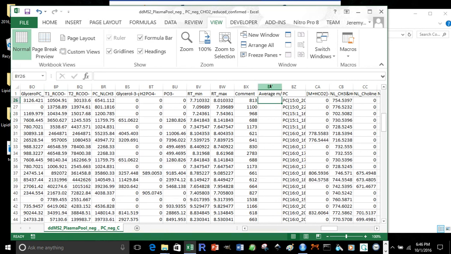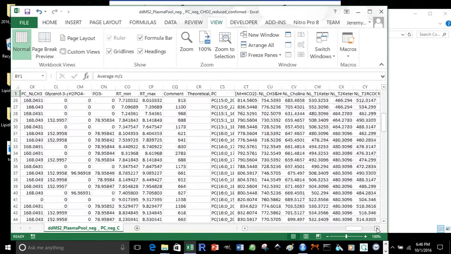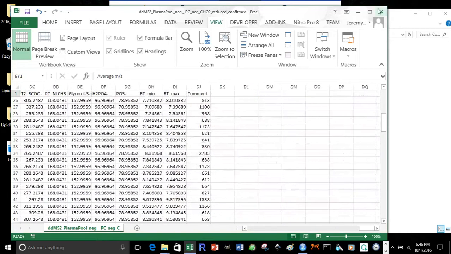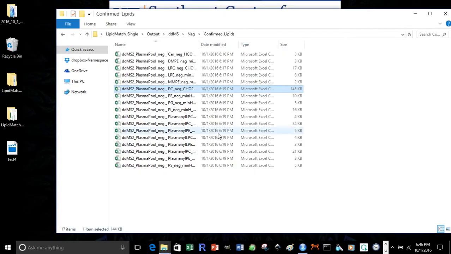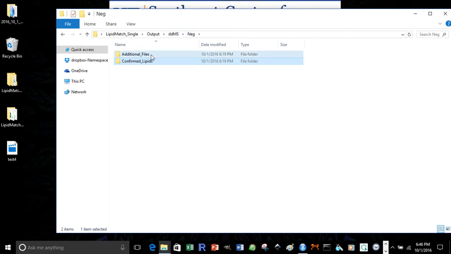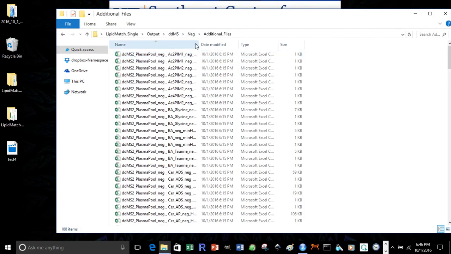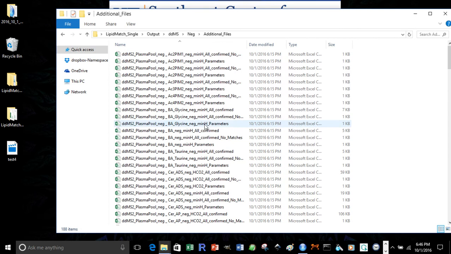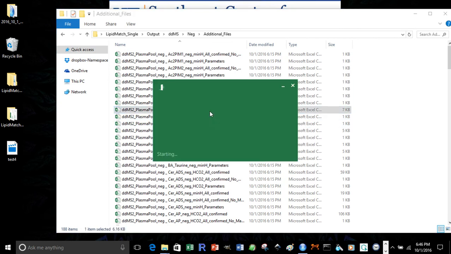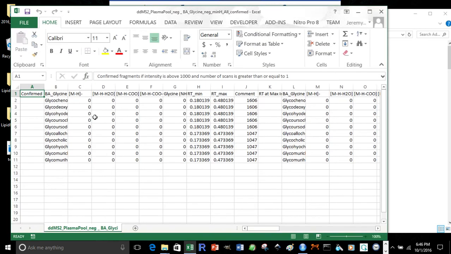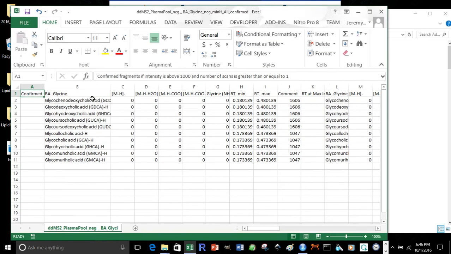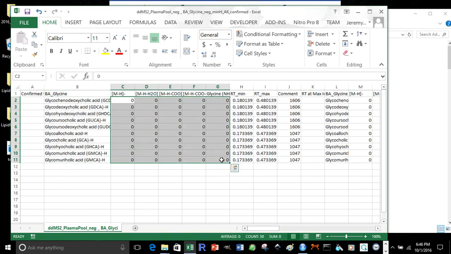Now you can also look at the average experimental mass to charge, as well as the theoretical mass to charge. So you get a lot of information on each lipid and its fragmentation. You can also check, using the additional files, if certain lipids weren't identified. So let's say we wanted to look at the bile acids, and we looked at all confirmed. In this case, it shows some potential bile acids that were matched based on exact mass. But as you can tell, there were no fragments confirmed for any of those species.